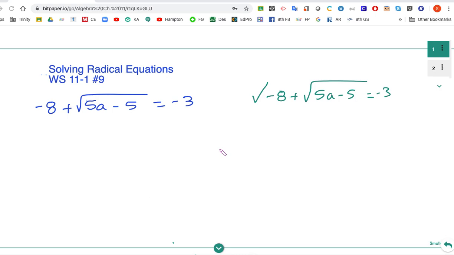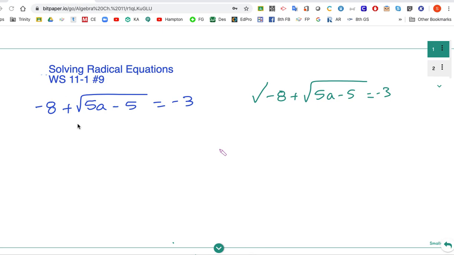Today we're going to learn how to solve radical equations. How do we know if this is a radical equation? Well, the main way that you can tell is that you have a radical sign inside the equation. So the first step that you're going to do is make sure that the radical is on the left and is alone.